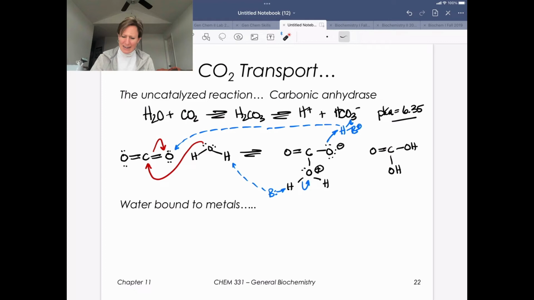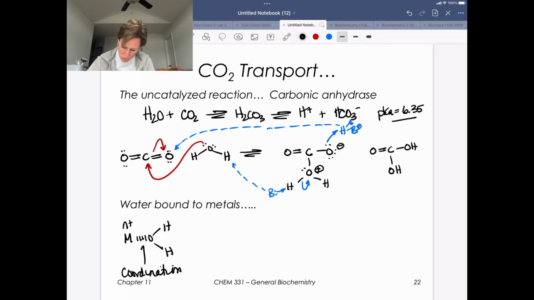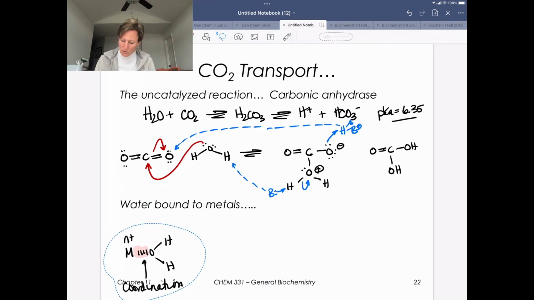So how does zinc actually get involved with this chemistry? What we're going to see here, and this is a general theme for any metals that are bound to water, we call this coordination. So we can have water that is coordinated. So this is coordination. Let me just highlight this right here so we can see we're talking about coordination there. When we have that coordination, what happens is an inductive electron withdrawal.